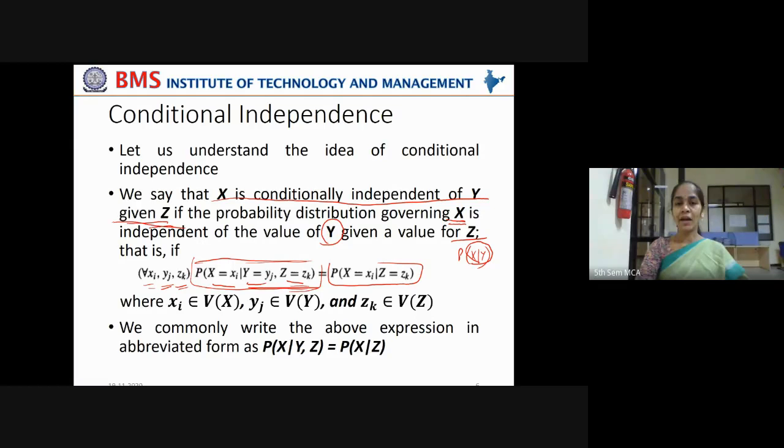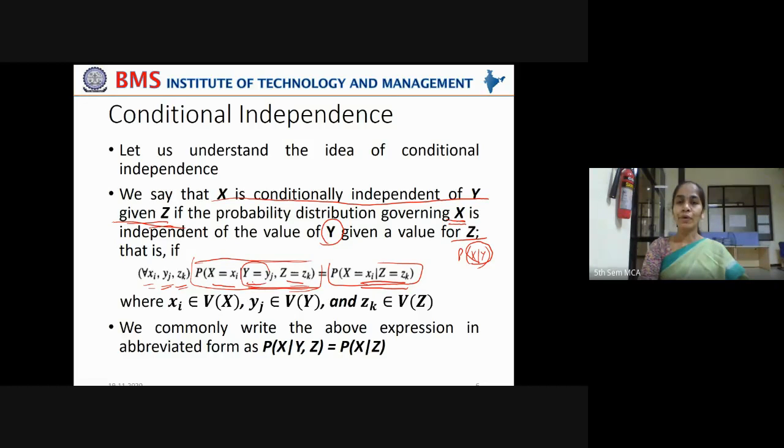Now we can't read it as x given y comma z. You should read it as X is conditionally independent of Y given Z. Got it? In that case, we understood that X has some conditional independence from Y, so you can eliminate this. Finally, write it as P of X given Z.